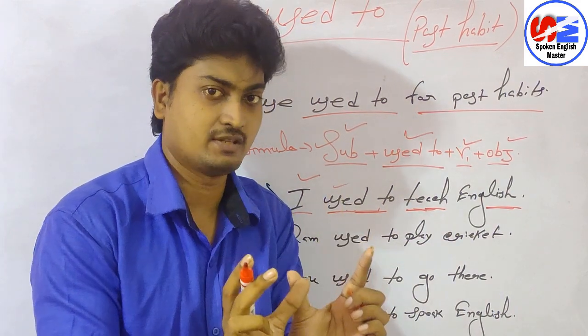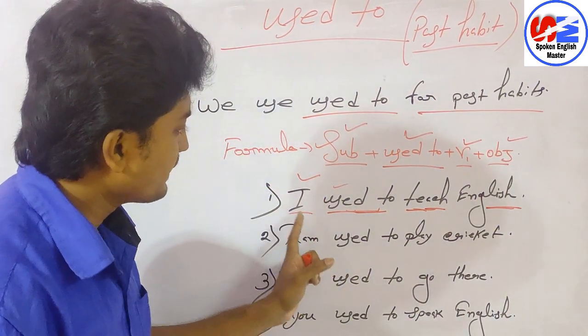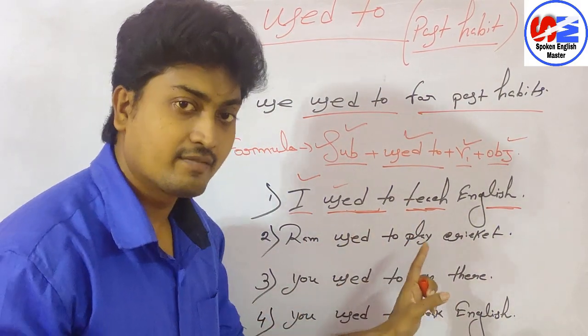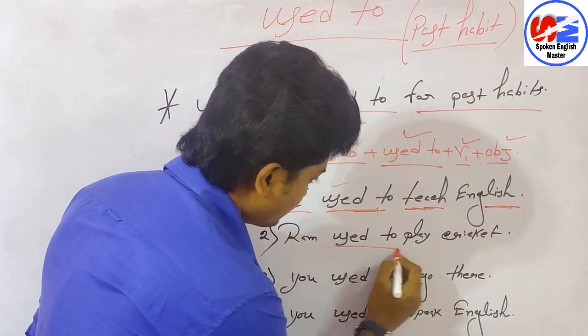Okay, it's a past habit. Okay, now again I'm reading. I used to teach English. मैं इंग्लिश पढ़ाता था. Ram used to play cricket. राम क्रिकेट खेलता था. यहाँ पे used to.